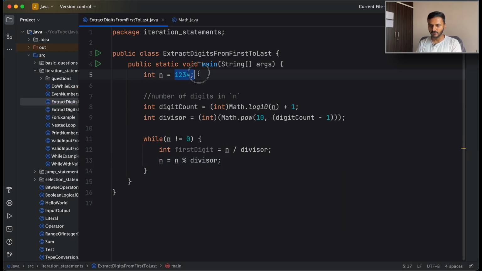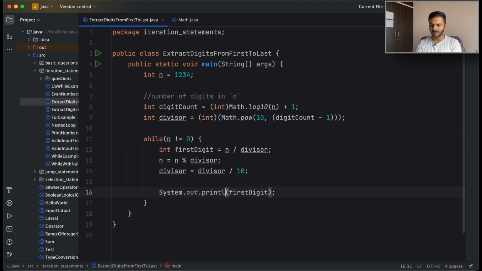So when n is 1, 2, 3, 4, after the first digit has been extracted, n will become 2, 3, 4. And because n is 2, 3, 4, and we want divisor to be 100 when n is 2, 3, 4, what we are going to do next is update the value of divisor with this operation. That is, take the current value of divisor, divide that by 10, and put it back in the same variable. Now with this done, we have the first digit, we have the value of n ready for the next iteration, and we have the value of divisor ready for the next iteration. So let's print the value of first digit over here, and let's print it in one line followed by space.